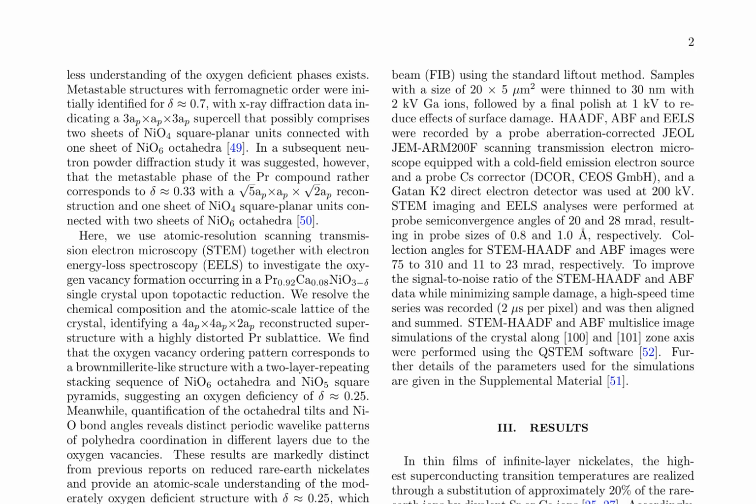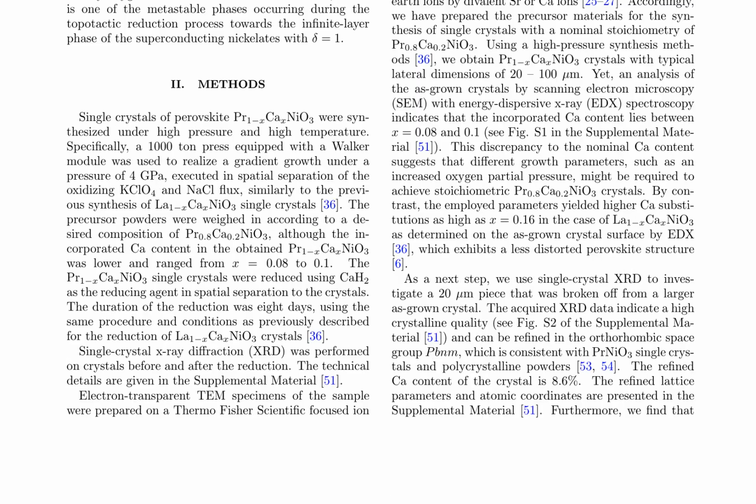High-speed time series were recorded, 2 microseconds per pixel, and then aligned and summed to improve the signal-to-noise ratio of the STEM HAADF and ABF data while minimizing sample damage. STEM HAADF and ABF multi-slice image simulations of the crystal along the 100 and 101 zone axes were performed using the QSTEM software, with further details on the parameters used for the simulations given in the supplemental material.